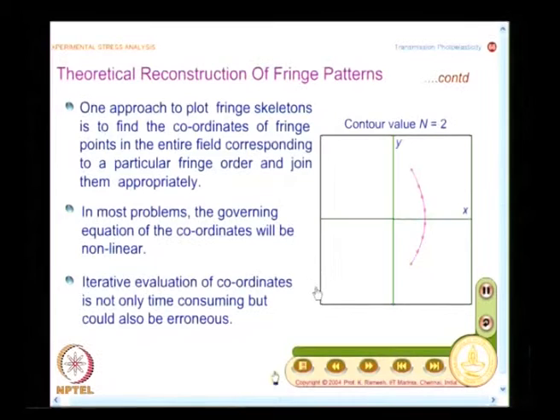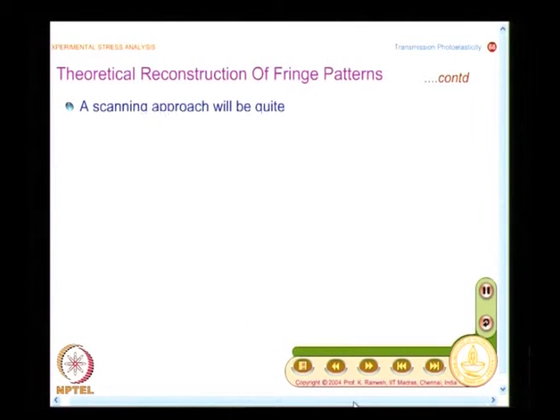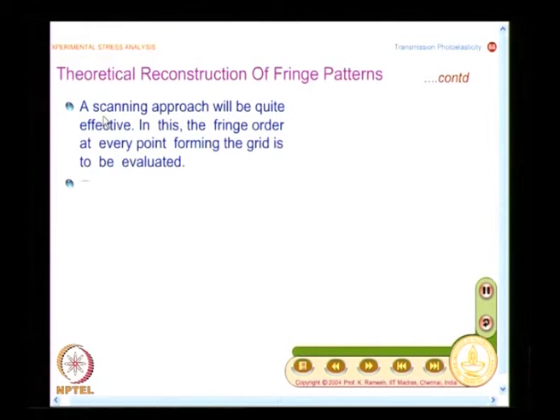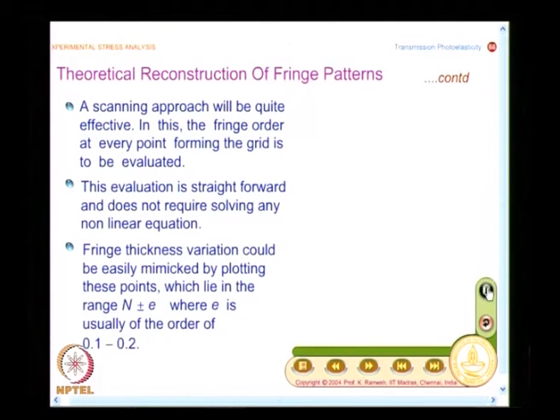So, what we will do is, see, computers are very faithful servants. If you ask them to do repeated calculation, they will do it without a murmur, that is the greatest advantage. So, we will use the computer that way. We will do a scanning approach, which will be very effective. Fringe order at every point forming the grid is to be evaluated, because you and I would have to do the calculation by hand.